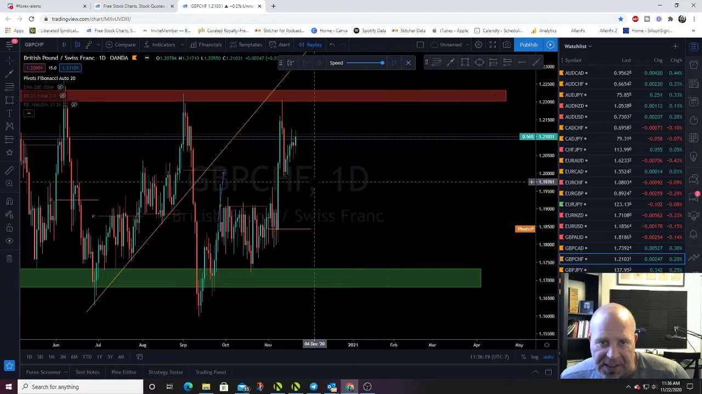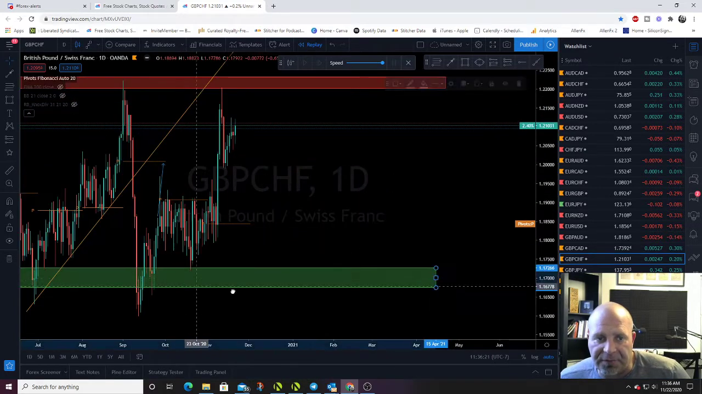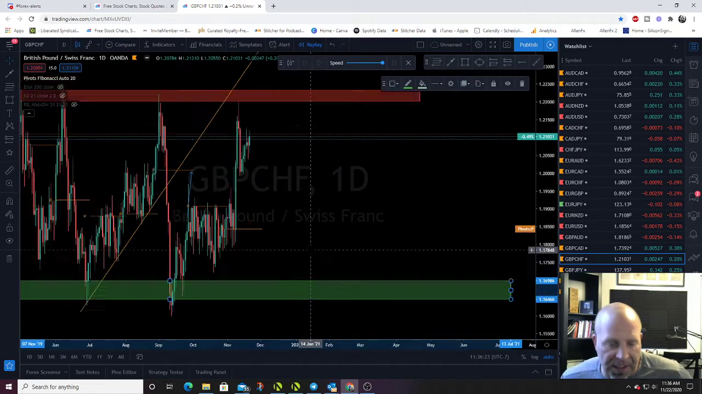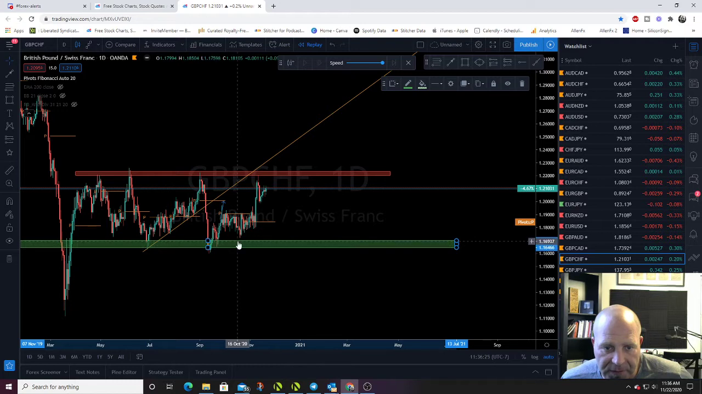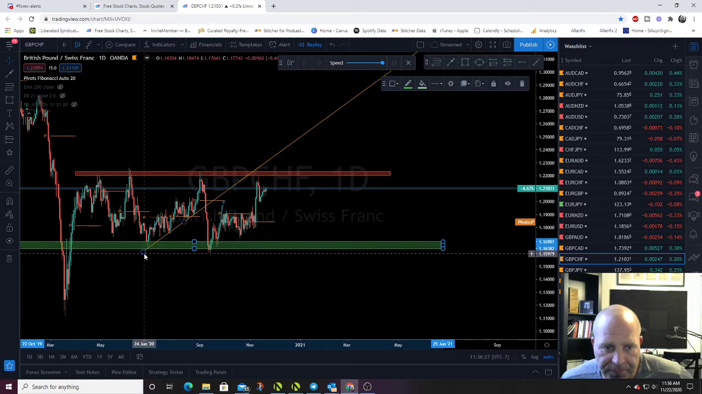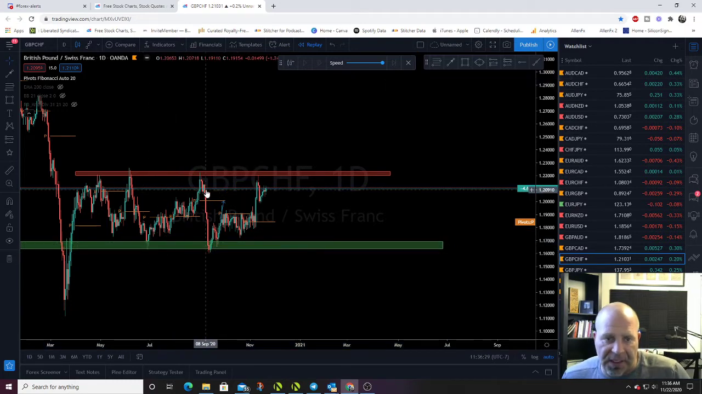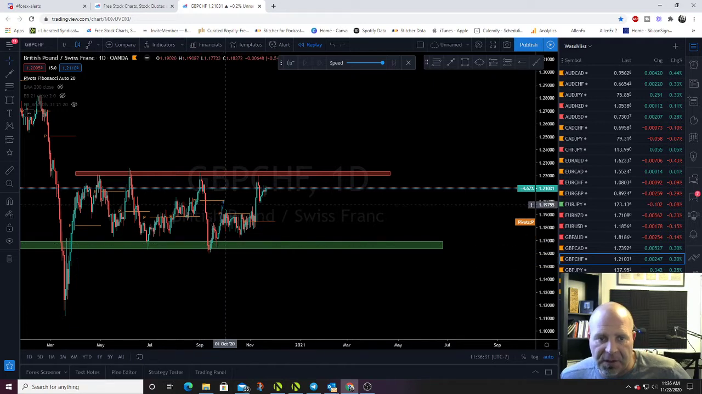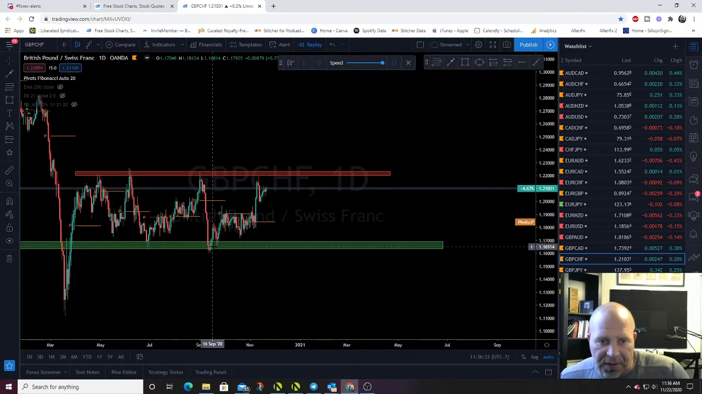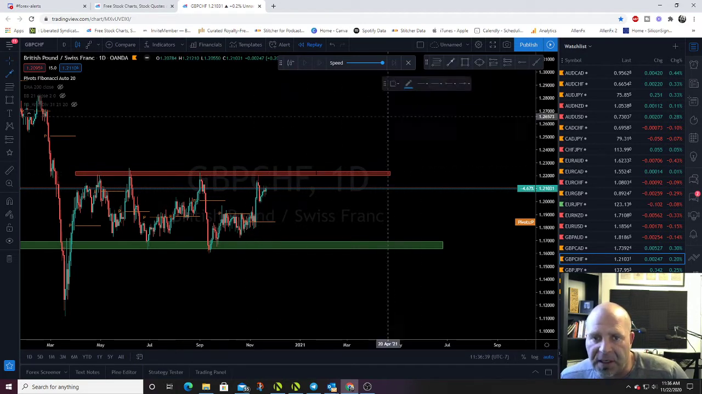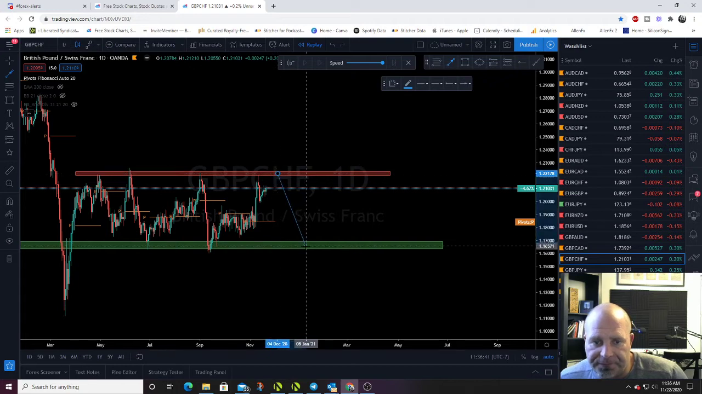Okay, GBP CHF. Looks like we've... oh man, don't move it. So we broke that trend line. Bam. Went right to our support area here. Went sideways, and now we've tested this resistance. Looks like I'm going to wait for a double top scenario.